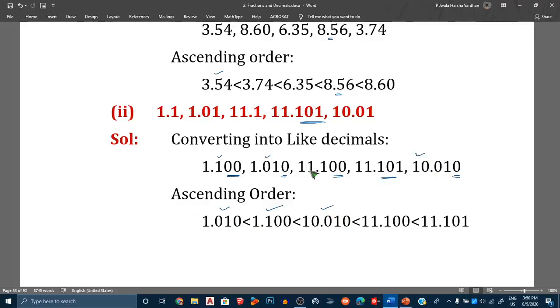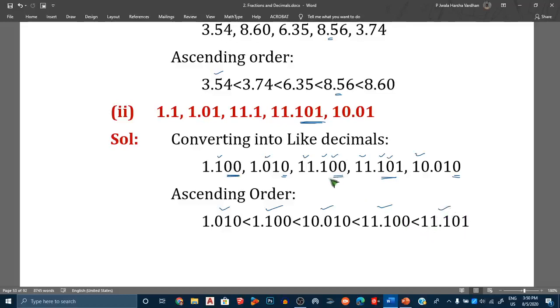Now these two numbers have the same whole number part, so you compare this one. This is 1, this is 1. Again these two are equal. This is 0, this is 0. Again these two are equal. Now you can compare the 1/1000 part, which is 0 and 1. So this is less than this one. So now you can write this here, and this is the highest one.